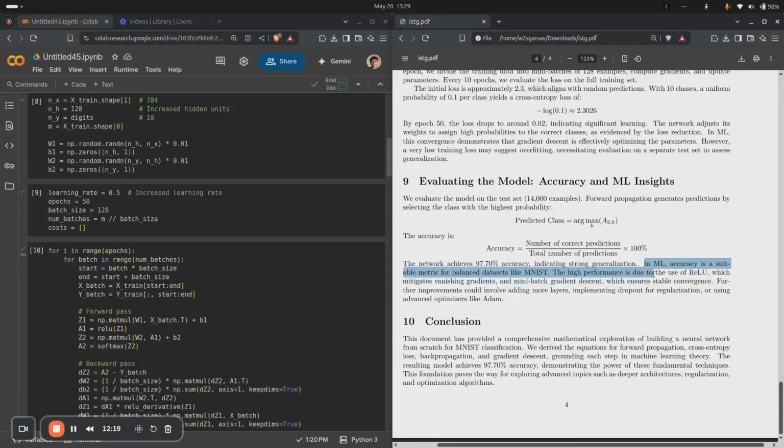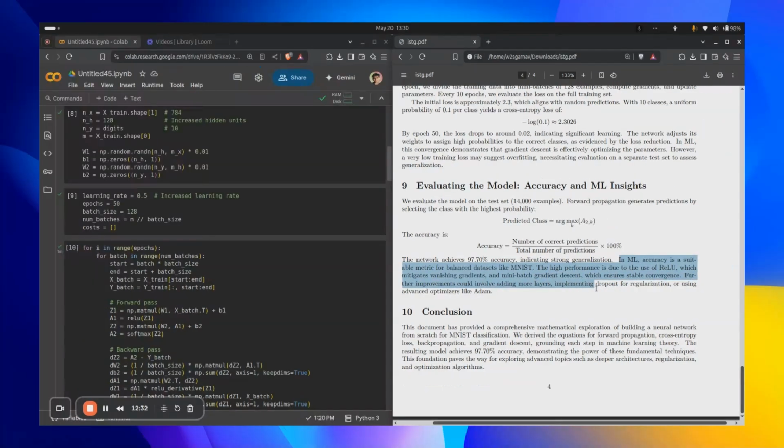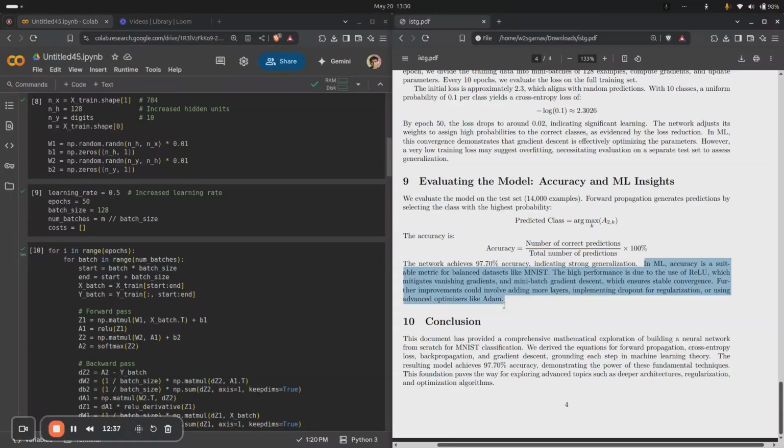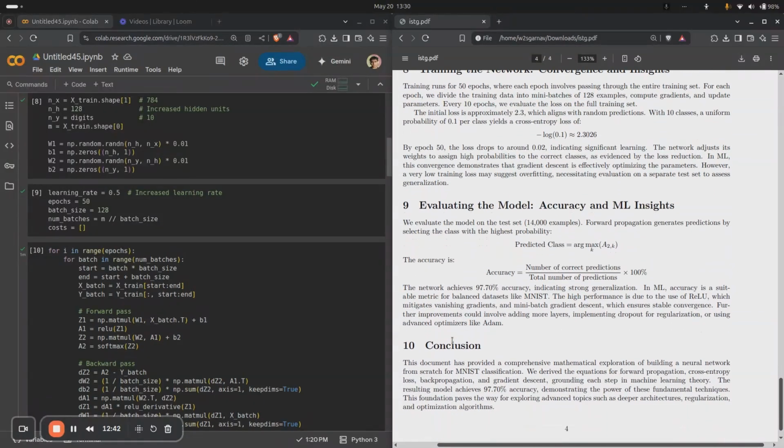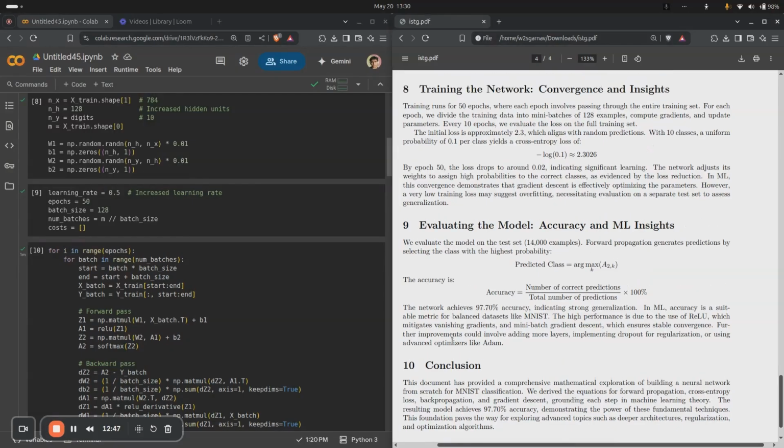The high performance is due to the use of ReLU, which mitigates vanishing gradients, and mini-batch gradient descent, which ensures stable convergence. Further improvements could be involved, like adding more layers, implementing dropout for regularization, or using advanced optimizers like Adam. We have seen the mathematical exploration of building a neural network from scratch for MNIST classification.